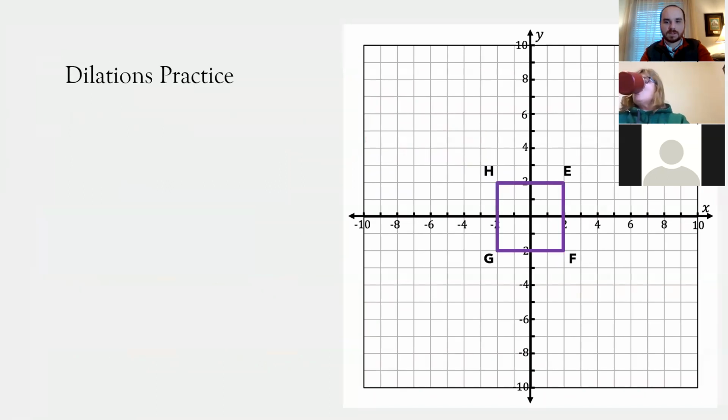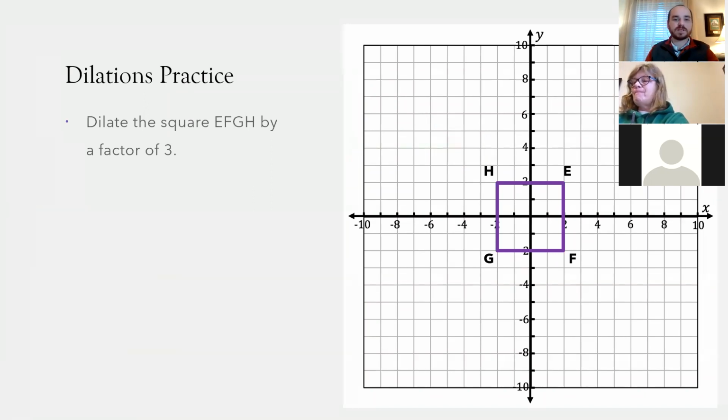Okay, so here we have a square that's EFGH. What we want to do is first dilate the square by a factor of 3. So I'll go ahead and give you the coordinates again. So E, F, G, and H.